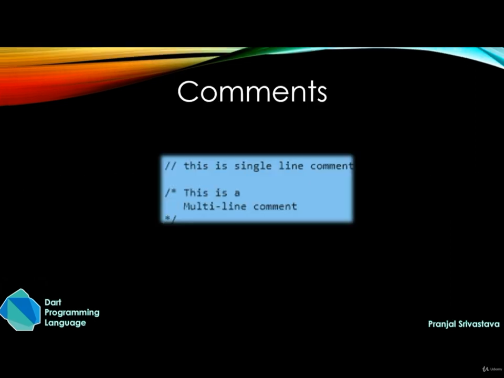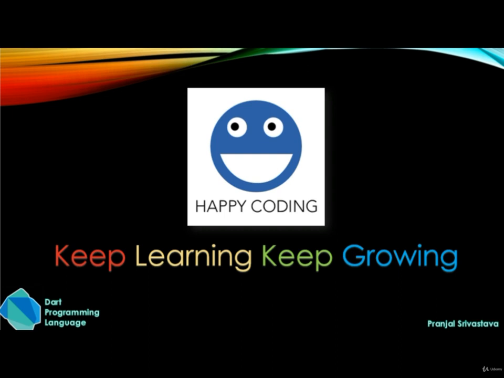In the Dart programming language, you can use two types of comments: single line comments and multi-line comments. For single line comments, just put a double slash, and for multi-line comments, just put slash star and your comment, and then at the end of your comment, put star and then slash again. This is for multi-line comments.